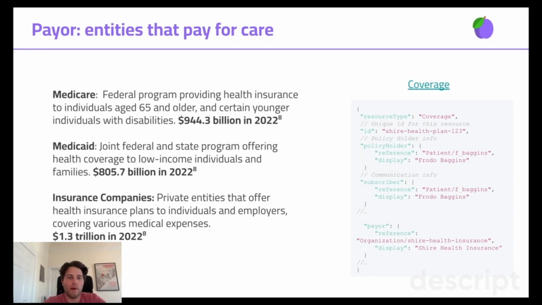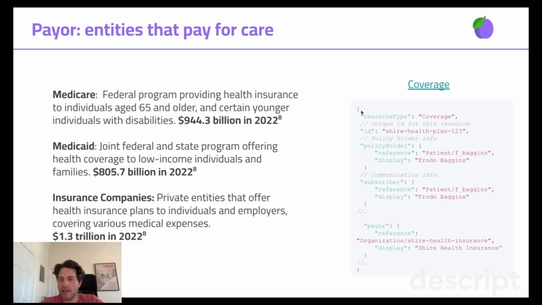Next, I want to talk about payers. Medicare, the huge federal program providing health insurance to individuals age 65 or older and certain younger individuals with disabilities, was a $944 billion program in 2022. Medicaid operates on the state and federal level, and its federal spending in 2022 was $805 billion. They offer health coverage for low-income individuals and families. Finally, private insurance companies offer health insurance to individuals and employers, and they spent $1.3 trillion in 2022.